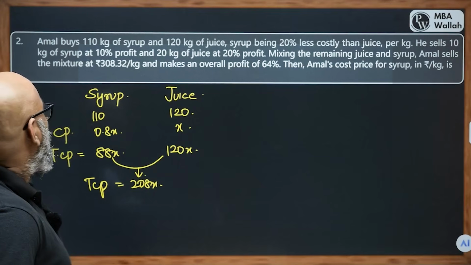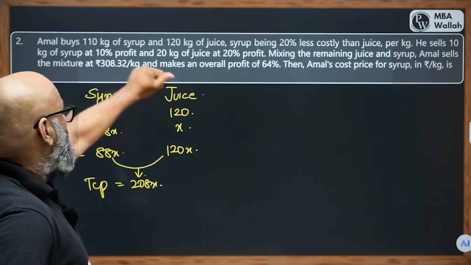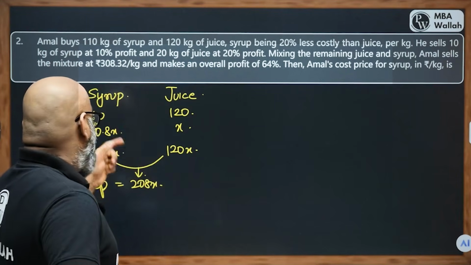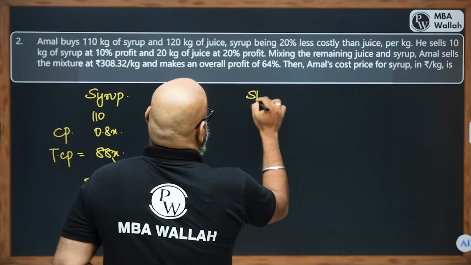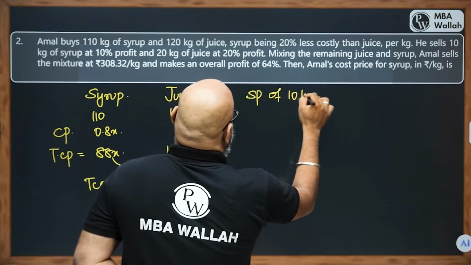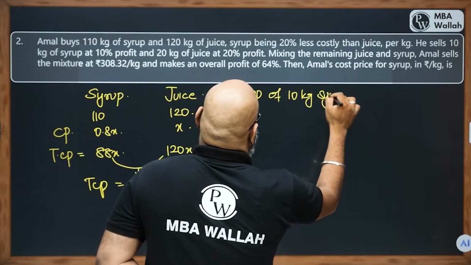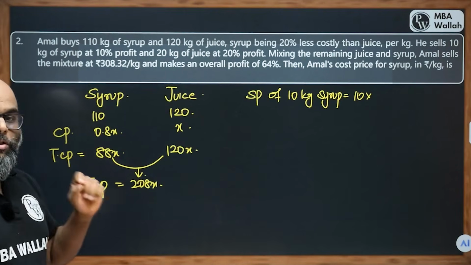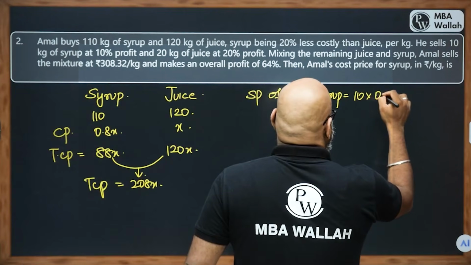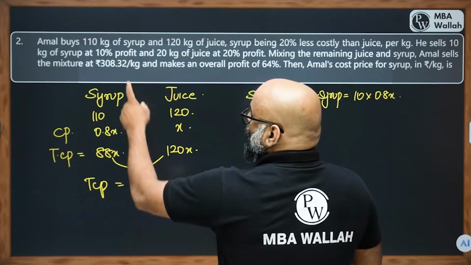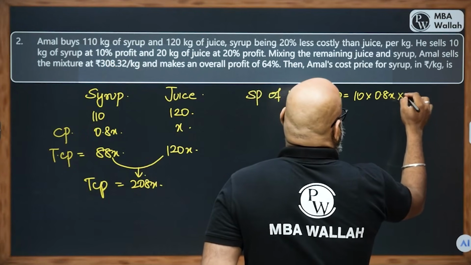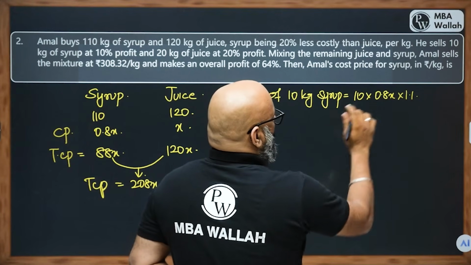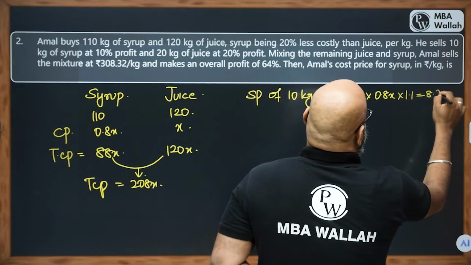So what he does is, he sells 10 kg of the syrup at 10% profit, 20 kg of juice at 20% profit. The selling price of 10 kg syrup will be 10 kg into the cost price, which is 0.8x. But it is sold at a 10% profit, so into 1.1. So this will become 11 into 0.8, which will be 8.8x.